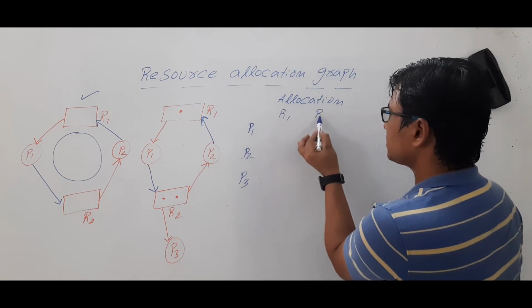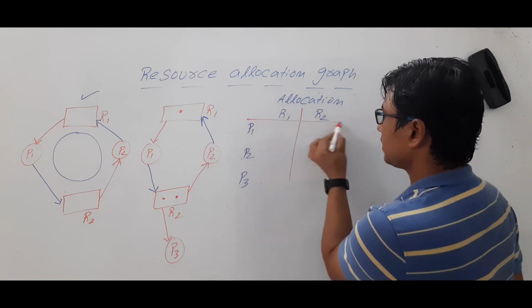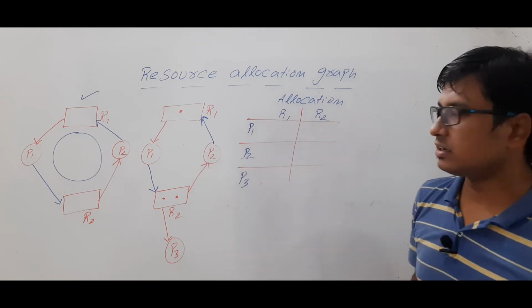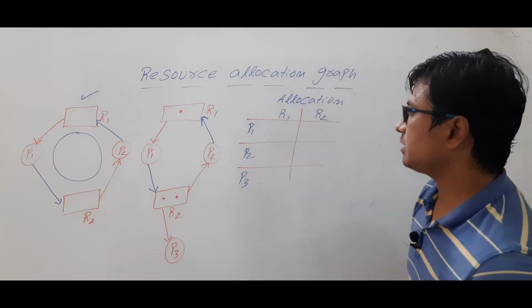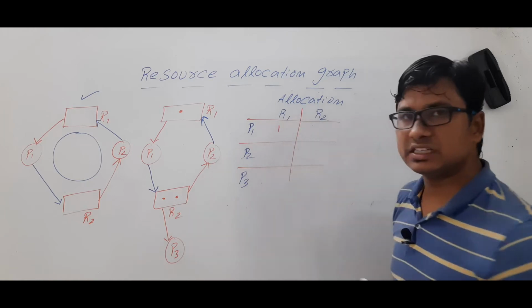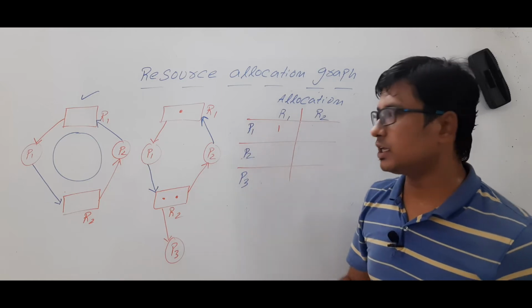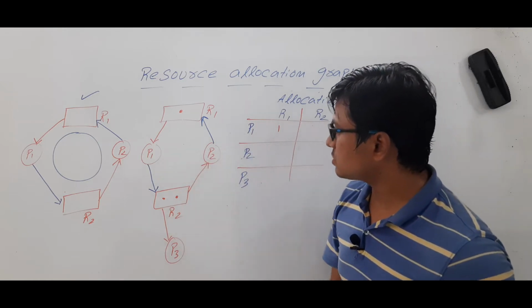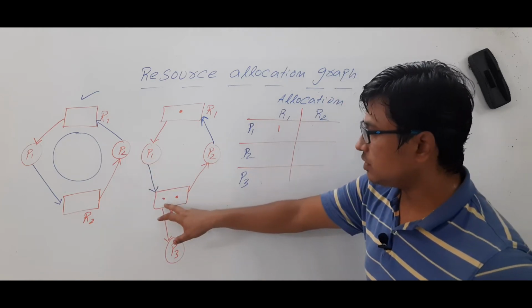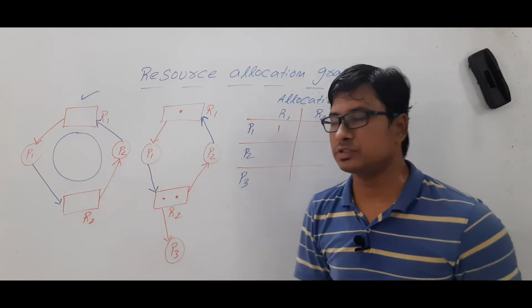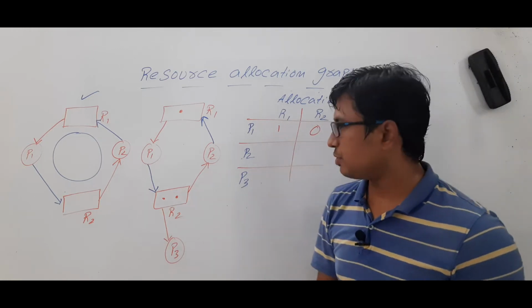We will look at the allocation matrix. Two types of resources are there, which are R1 and R2. Let me find the allocation vector of process P1. Resource R1 has been allocated to process P1, and only one instance has been allocated. Similarly, resource R2 has not been allocated to process P1 because there is no edge from the resource to process P1. So 0 instances of resource R2 have been allocated to process P1.